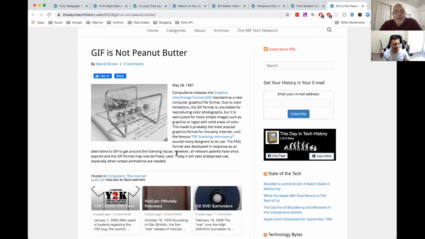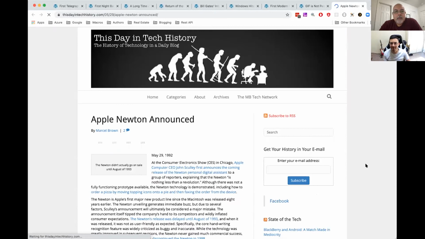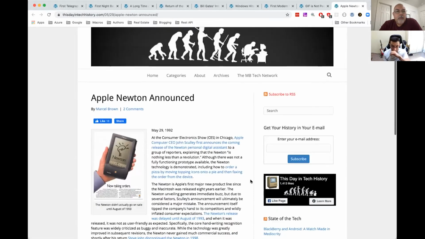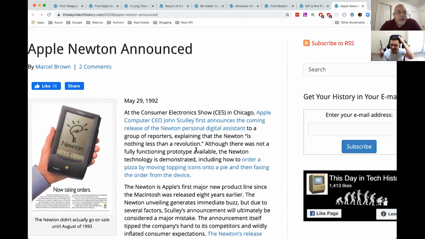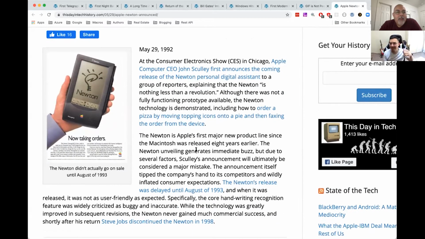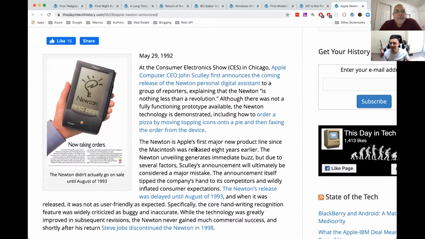All right, on May 29th, Apple Newton announced. What is that? Apple Newton? Yeah, the Fig Newton. The Apple flavor Fig Newtons. Oh, this is like a handheld device, huh? Wow, yeah. '92. Apple CEO John Sculley announces the Newton.